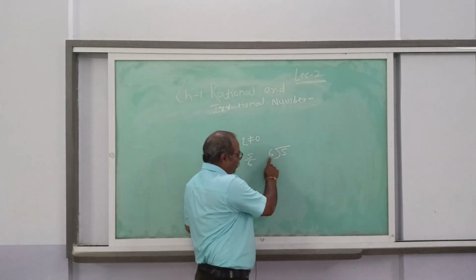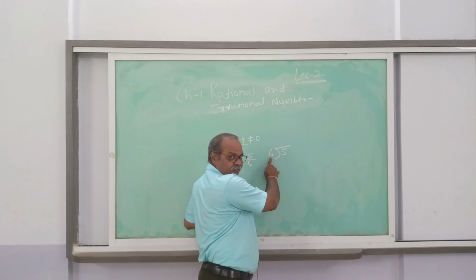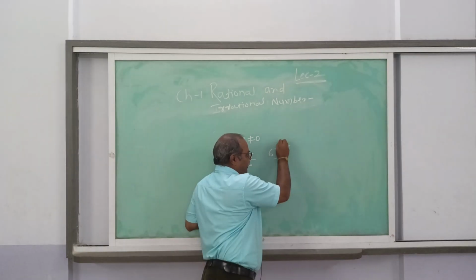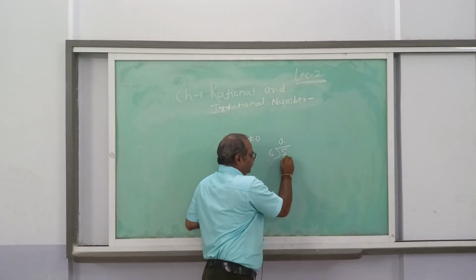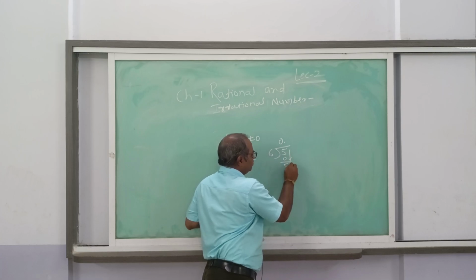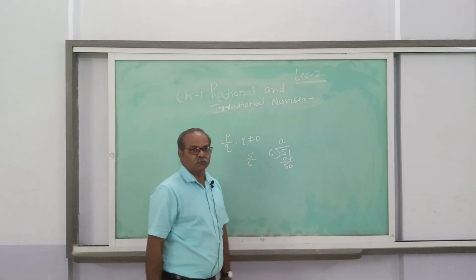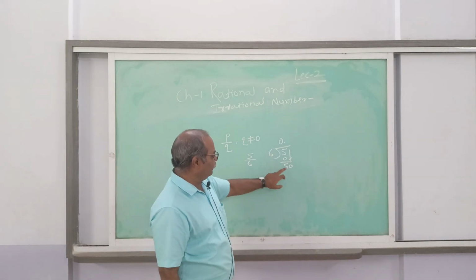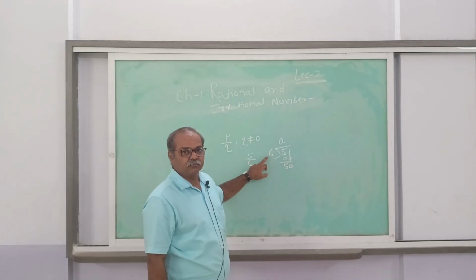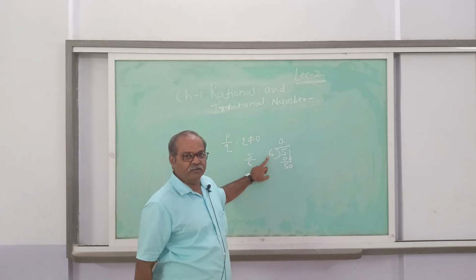So divide 5 by 6. So it is 0 point. I have 5, so we take 0. So divide 50 by 6. So let's use the table.